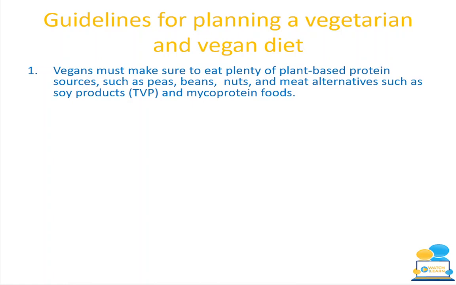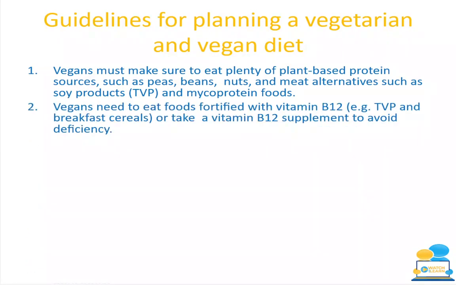So vegans must make sure to eat plenty of plant-based protein sources. So you're going to think of the likes of peas, beans, nuts, and meat alternatives, such as your soy products, for example textured vegetable protein, and your mycoprotein foods. So you cannot put chicken on the menu. You need to think of alternative foods. You may come across a pescatarian, which is a vegetarian that does eat fish products.